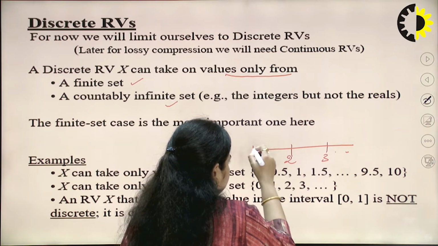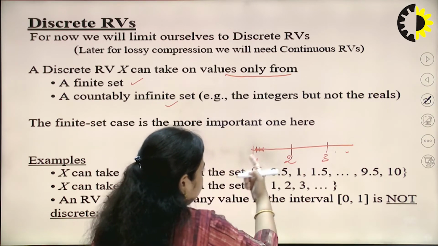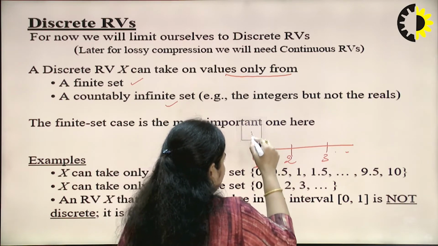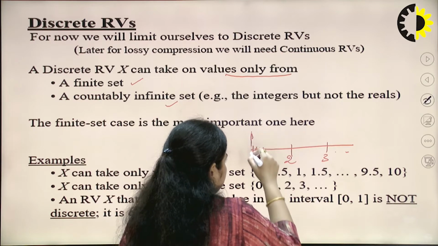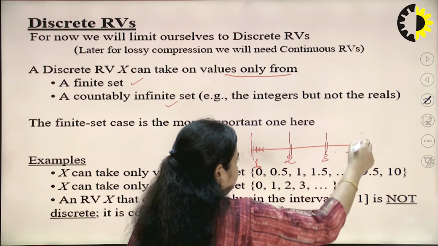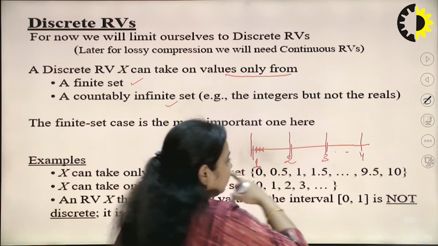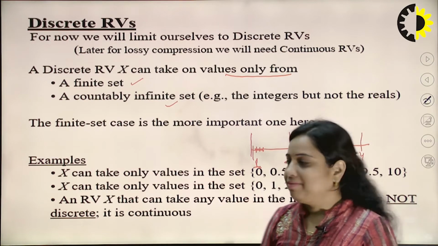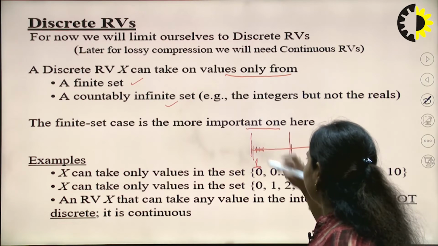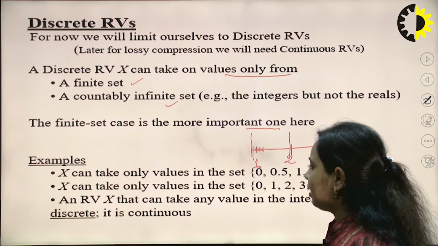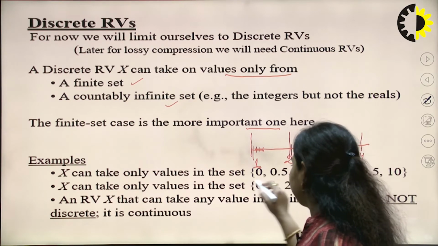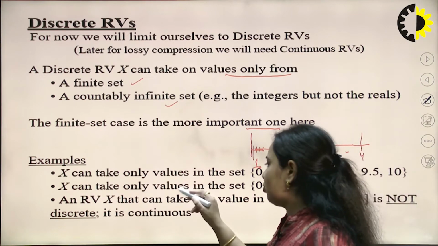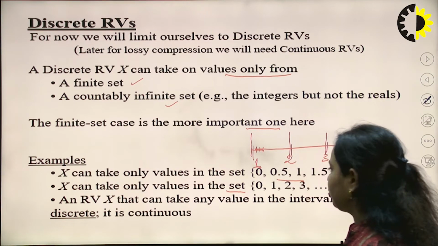So, this is not the way the signal will be defined for all the values that exist between 1 and 2. It will be defined only for the integer values, which are countable. Let us say it will be defined at 1, then 2, then 3, then 4. This is how the discrete mapping is done. The finite set case is the more important one here. For example, x can take only values in the set 0, 0.5, 1, 1.5 up to 10, or x can take only values in the set 0, 1, 2, 3 and so on.